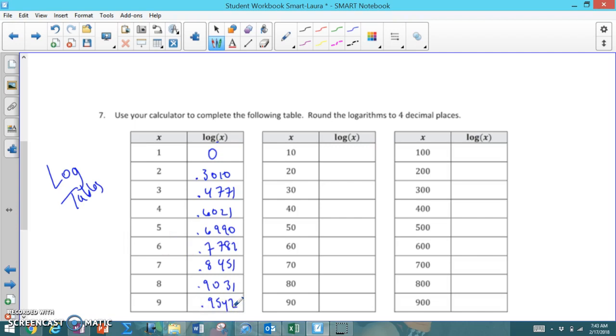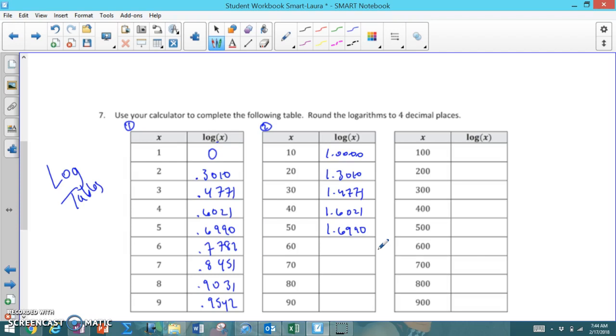Now, this is table 1. When I start to build table 2, I type in log of 10 and I get 1.0. Log of 20 was 1.3010. Log of 30 was 1.4771. Log of 40 was 1.6021. Log of 50 was 1.6990. I'm going to stop there because really the purpose of looking at this is just to compare table 1 to table 2 and see what pattern we recognize.